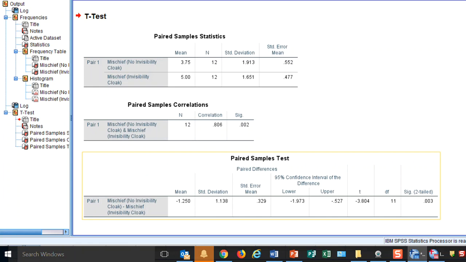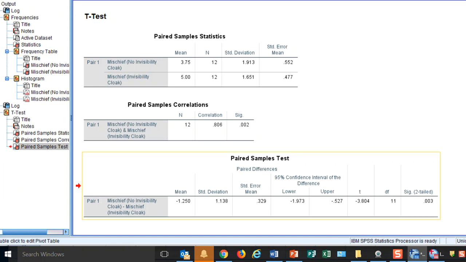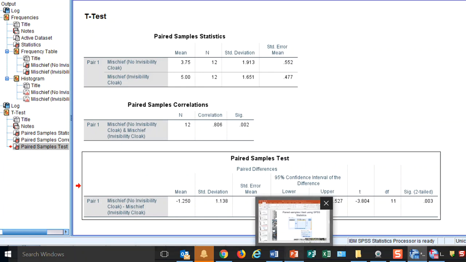So the mean, the standard deviation, the standard error, the confidence interval of the difference. We found that the mean difference is minus 1.25. That's 3.75 minus 5, minus 1.25. The t-value associated with that difference is minus 3.804 with 11 degrees of freedom and a p-value of 0.003. So let's go back to our slides.